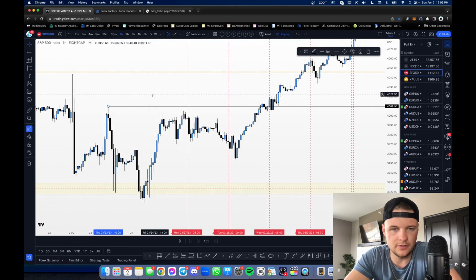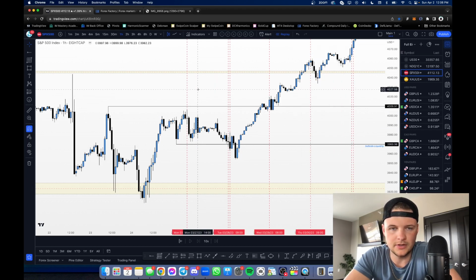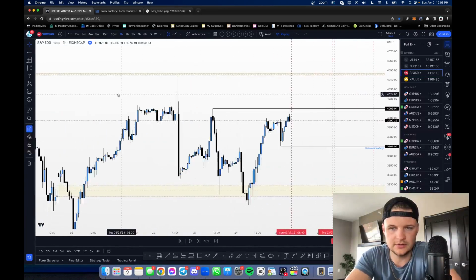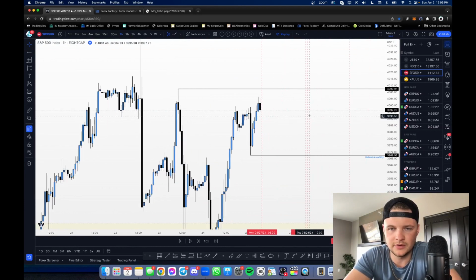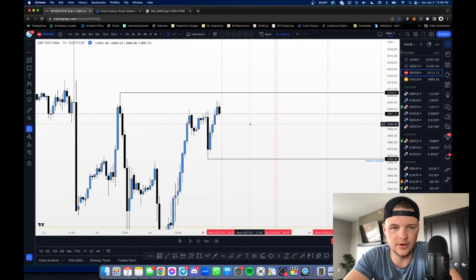Yeah, there we go. So buy side liquidity right here at 4,009. Sell side liquidity right here. And then we can actually jump into bar replay mode as well and analyze this and play it out live. Or play it out and go through what we were looking at as market was playing out, right?